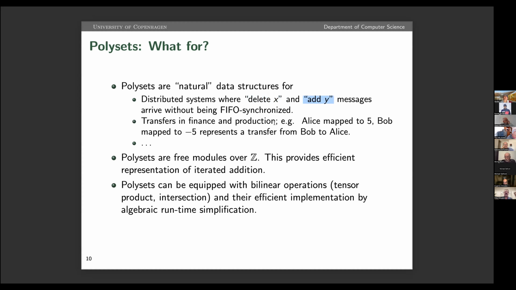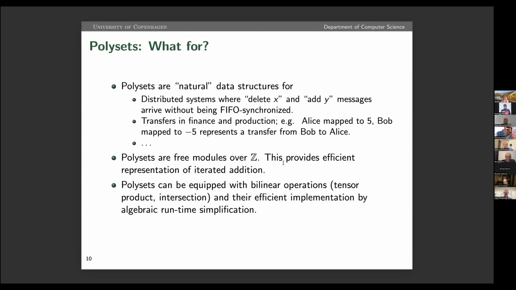You can represent lots of things very naturally, such as transfers in finance and production. A transfer of money is that Alice is mapped to 5 and Bob is mapped to -5, so that it adds up to 0, but it represents a transfer from Bob to Alice. It's quite natural to say this is a finite map where Bob occurs -5 times.